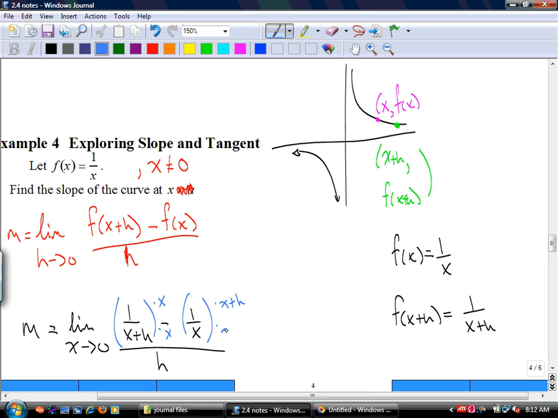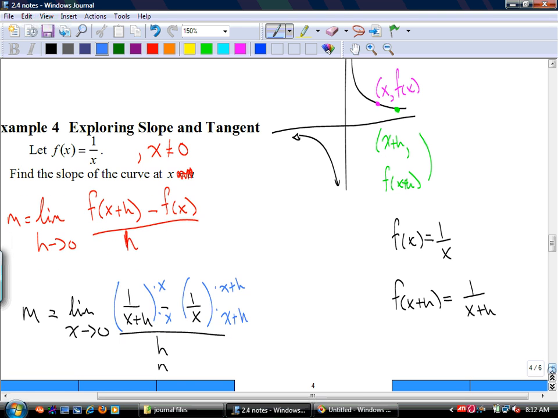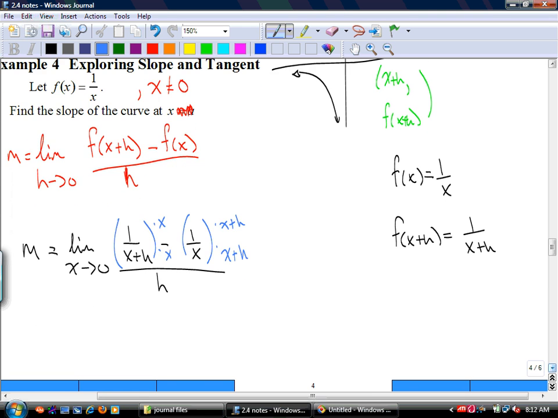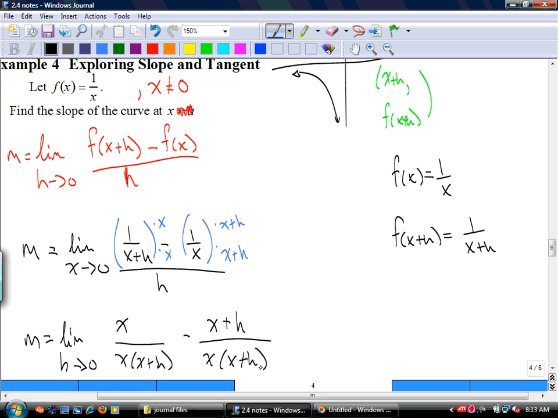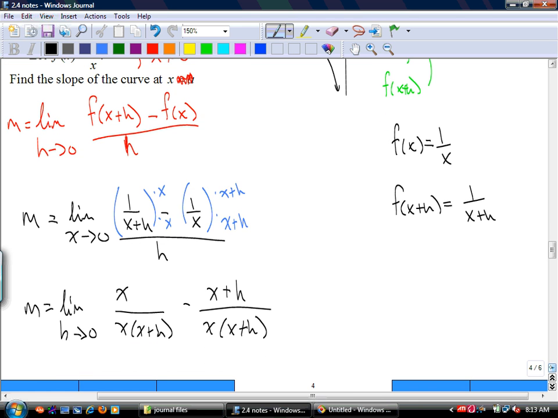Do you guys want to do it a different way, or does this make sense to you? Unfortunately, it's going to get a little bit unruly, but that's all right. So x times 1 is x. X times x plus h is x times x plus h. Minus x times 1 is x. 1 times h is h, all over h.